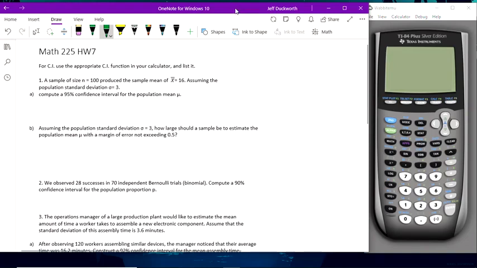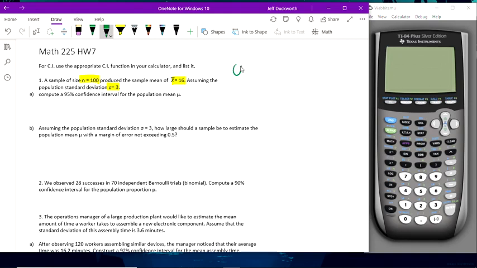All right, let's try to tackle this homework 7, shall we? All right, let's take a look at problem 1. Key pieces of information they give us. Sample size n is 100. Produce a sample mean x bar is 16, assuming the population standard deviation sigma is 3.